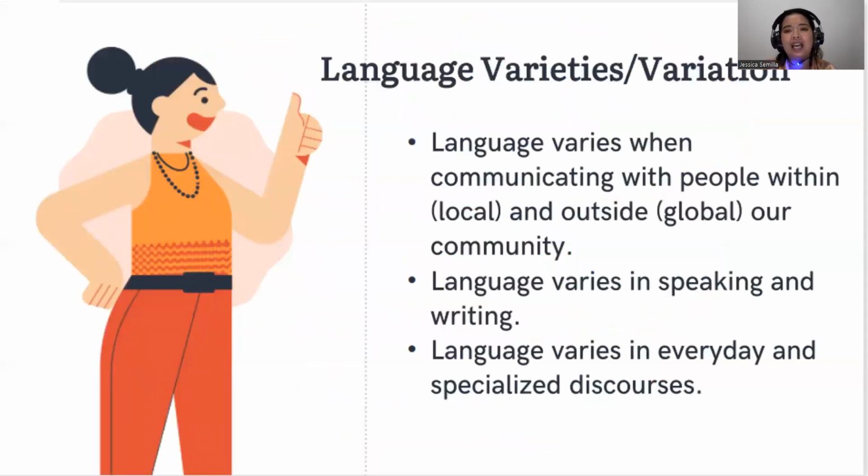So we have what we call the language varieties or variations of English. What do we mean by language varieties or variation of English? This is basically the type of language that you're going to utilize in a specific speaking situation. Language varies when communicating with people within the local community and outside of it. Language also varies in speaking and writing, whether it's a formal register or a formal type of variety, or an informal type of variety. Another one is in terms of spelling. And language also varies in everyday and specialized courses. Later on, you will try to understand that one.